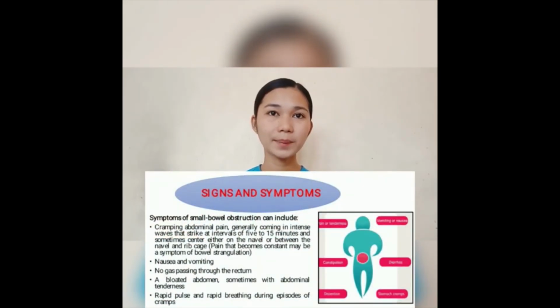Cramping abdominal pain, generally coming in intense waves that strike at intervals of 5 to 15 minutes and sometimes centered either on the navel or between the navel and rib cage. Nausea and vomiting, no gas passing through the rectum, a bloated abdomen, sometimes with abdominal tenderness, rapid pulse and rapid breathing during episodes of cramps.